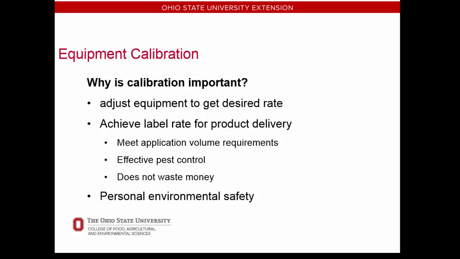Calibration allows you to determine the delivery rate per area, and if necessary, you can adjust your application equipment to meet label requirements. If you calibrated your sprayer and it delivered 18 gallons per acre, but the label required a minimum of 20 gallons per acre, you need to adjust the equipment. After adjusting the equipment, it is important to recalibrate to make sure you meet the minimum label requirement.